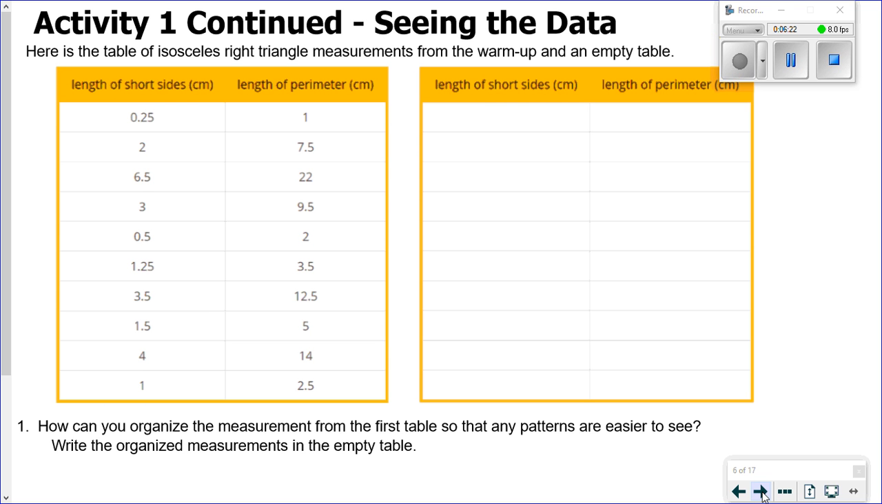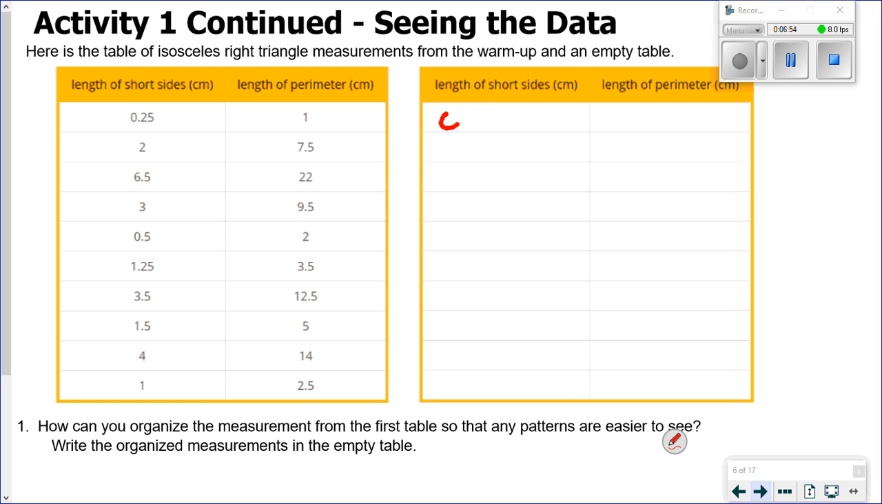So the first question asks, how can you organize the measurements of the first table so that any patterns are easier to see? Write your new organized measurements in the empty table. So this could vary. Your table setup does not have to be the same as mine, as long as you found some sort of a way to organize your data that maybe makes a little more sense. When I reorganized the data, I was going to order it by the length of the shortest side, from shortest to longest.